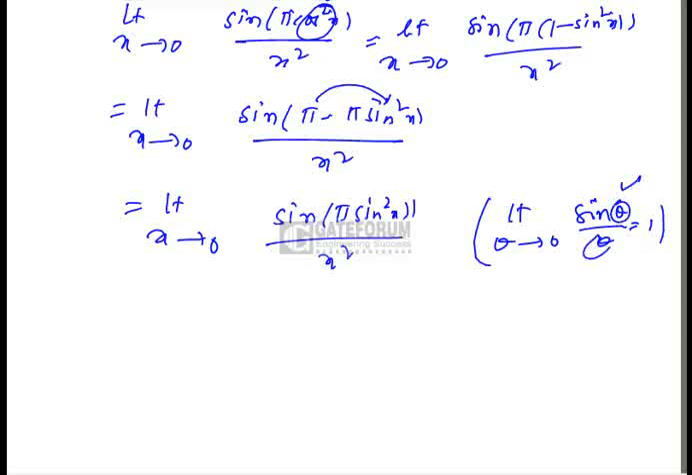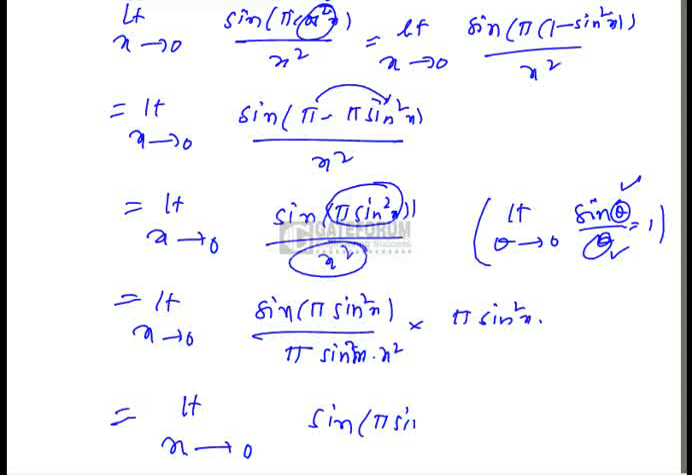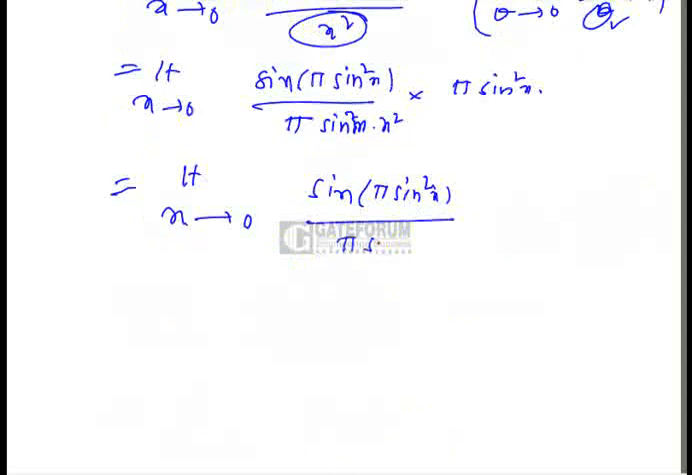Now, we know limit theta tends to 0, sine theta by theta is always 1. So if it is sine theta, it should be theta in the denominator. Look at the function here. Theta is nothing but pi sine square x. So even in the denominator, it should be pi sine square x. So we will multiply and divide by pi sine square x. Then the limit will be limit x tends to 0, sine of pi sine square x by pi sine square x into pi sine square x by x square. Now I'll write it as limit x tends to 0, sine of pi sine square x by pi sine square x into limit x tends to 0, sine x by x whole square.